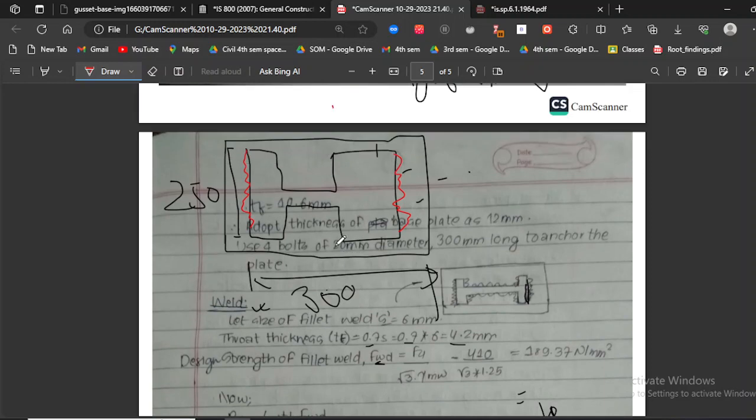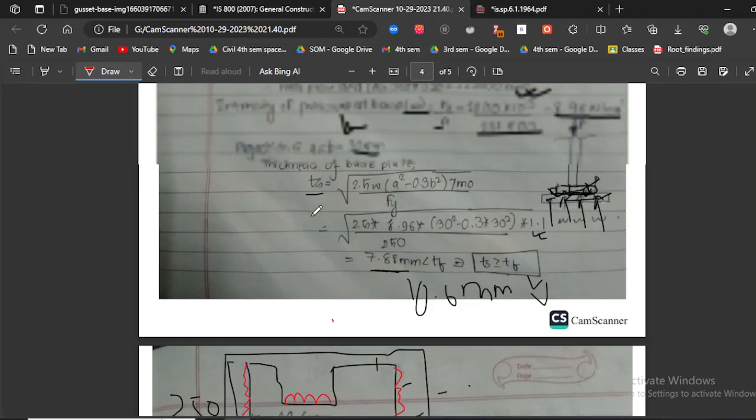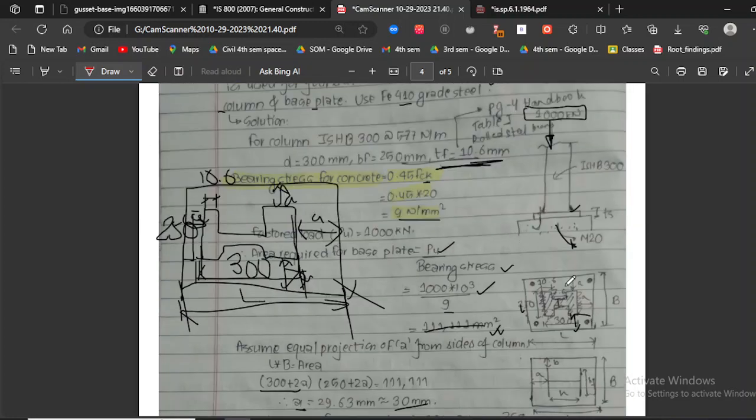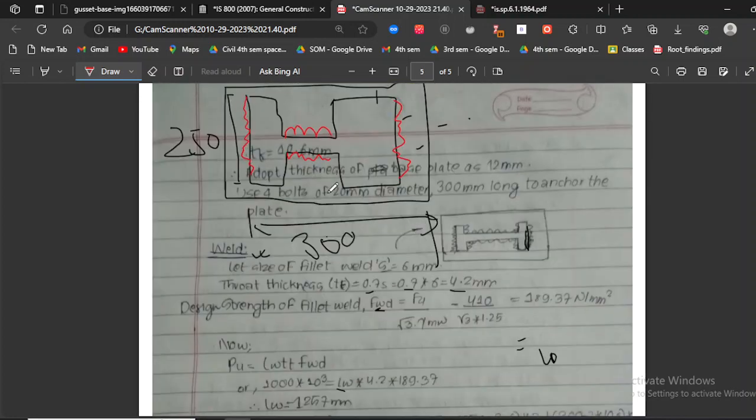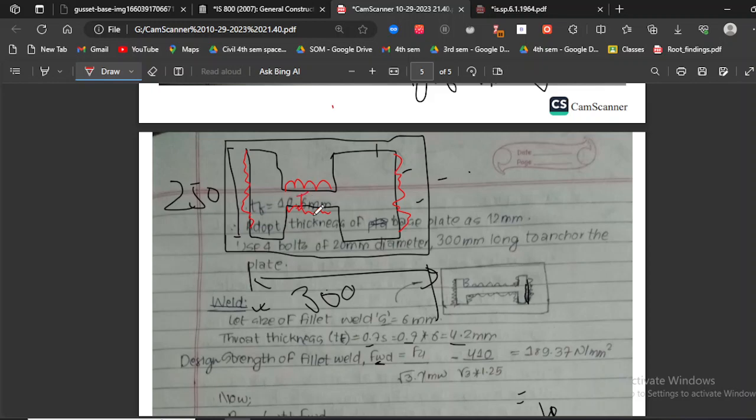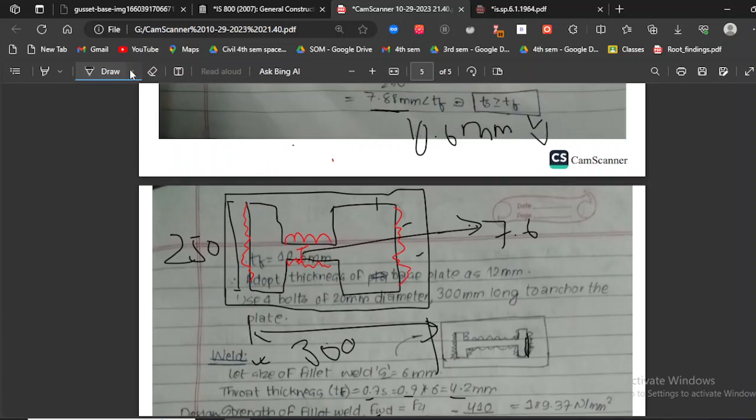Next we'll be performing welding in these areas. As you can see, in order to find the value for this area, this thickness is equal to 7.6. Let me write it over this way with black color. So this thickness is equal to 7.6. Now I'll be doing welding in this part as well, this part, this part, this part, and this part.